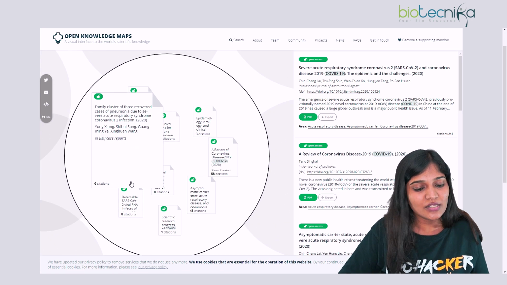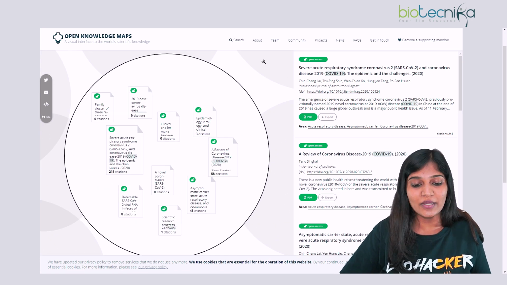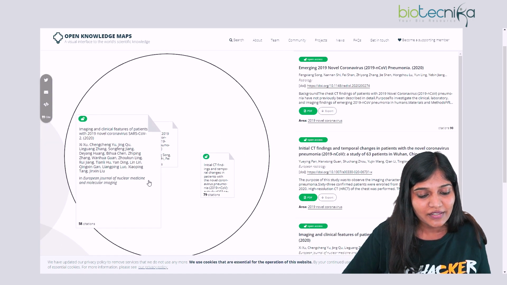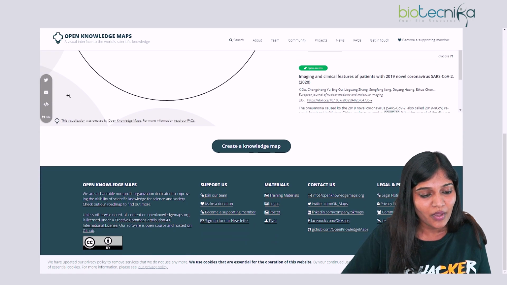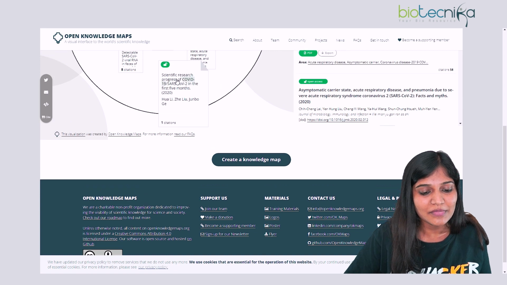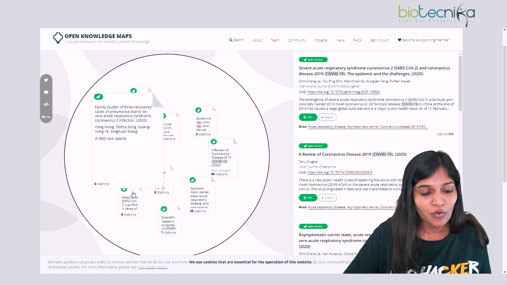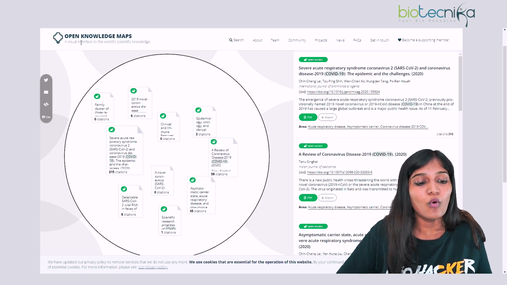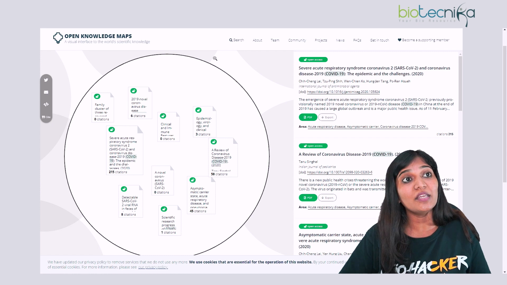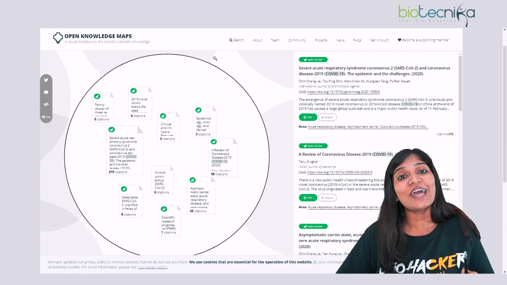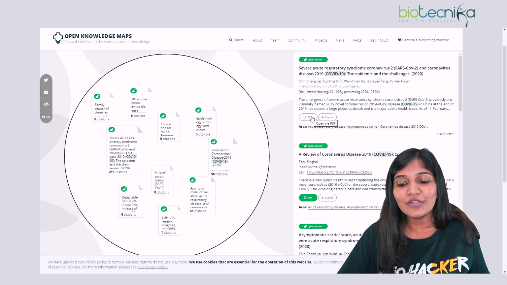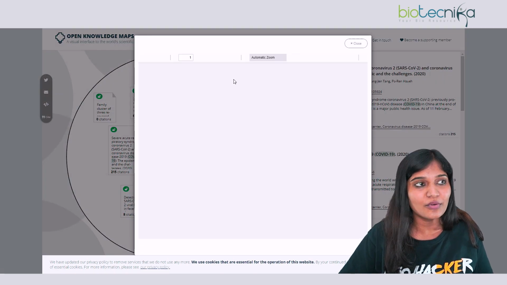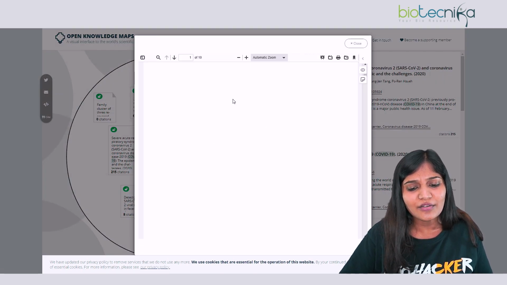It will show you what papers are available. Suppose let me show another one. Here there are 3 papers available. For now, I'm going to take up this asymptomatic one. Here I have many papers. Open Knowledge Maps is going to tell me which papers are open access, which means I can download them in the form of a PDF. You can download it as a PDF and start reading the paper.